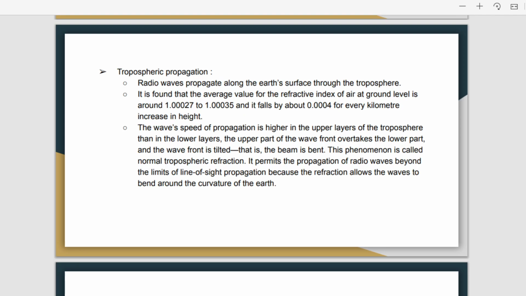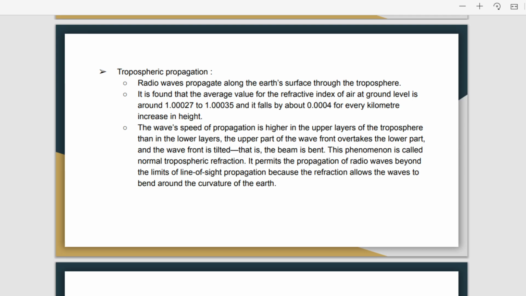Tropospheric wave propagation. Radio waves propagate along the Earth's surface through the troposphere. It is found that the average value of the refractive index falls by about 0.004 for every kilometer increase in height. As the wave speed of propagation is higher in the upper layer of the troposphere than in lower layers, the upper part of the wave front overtakes the lower part and the wave front is tilted. That is, the beam is bent. This phenomenon is called normal tropospheric refraction.